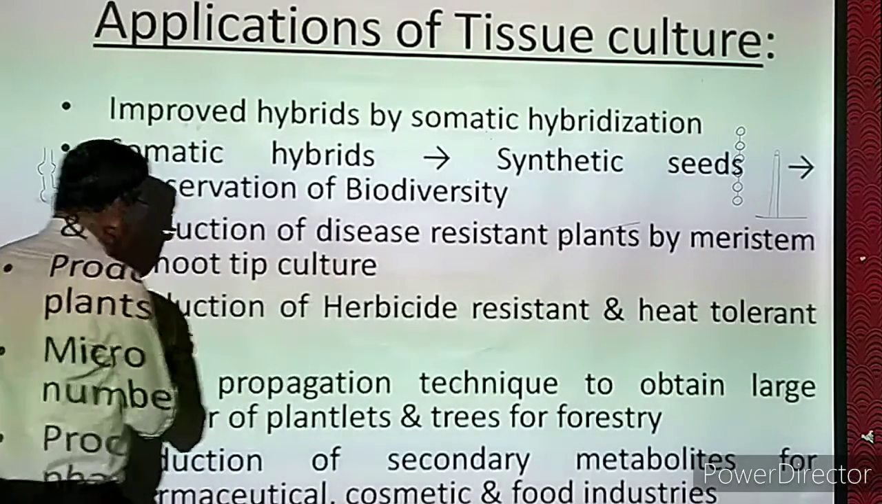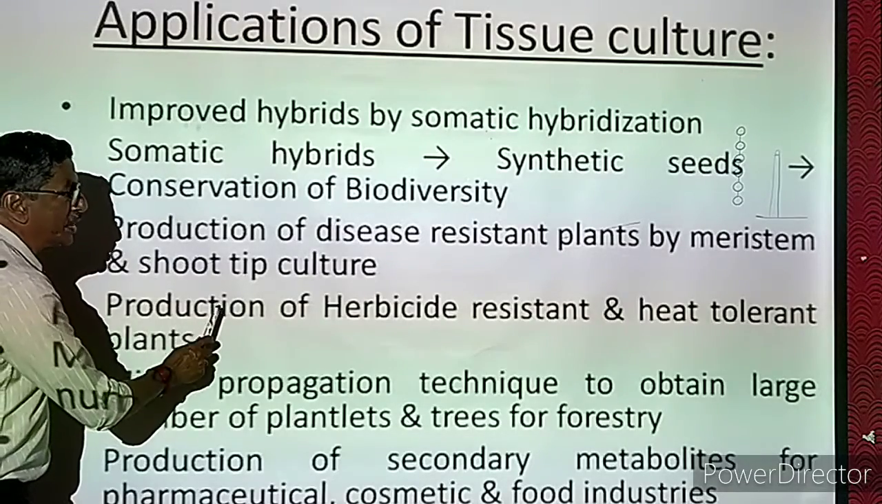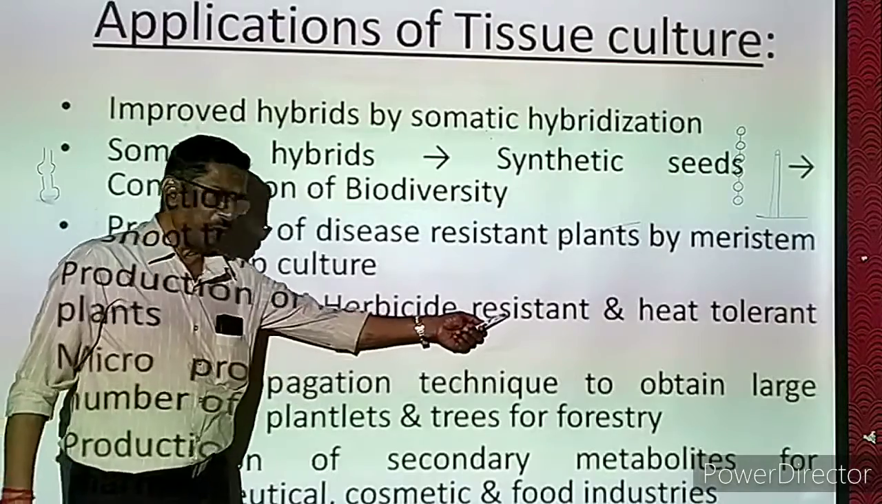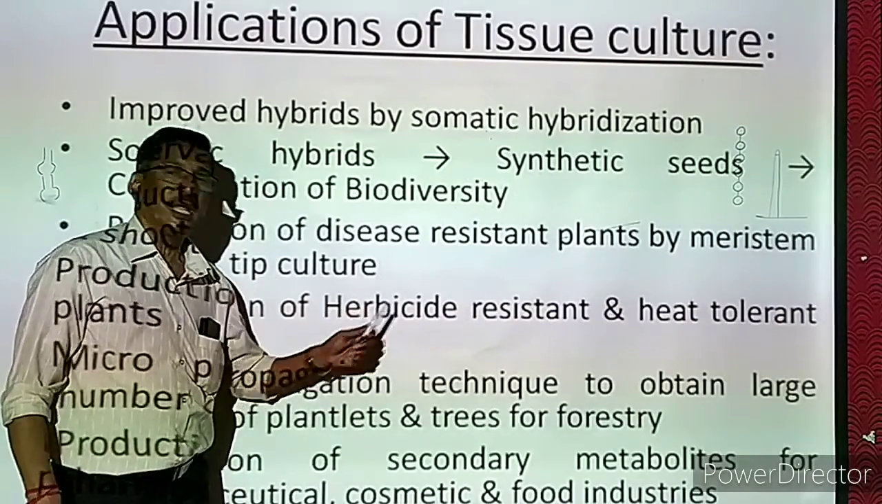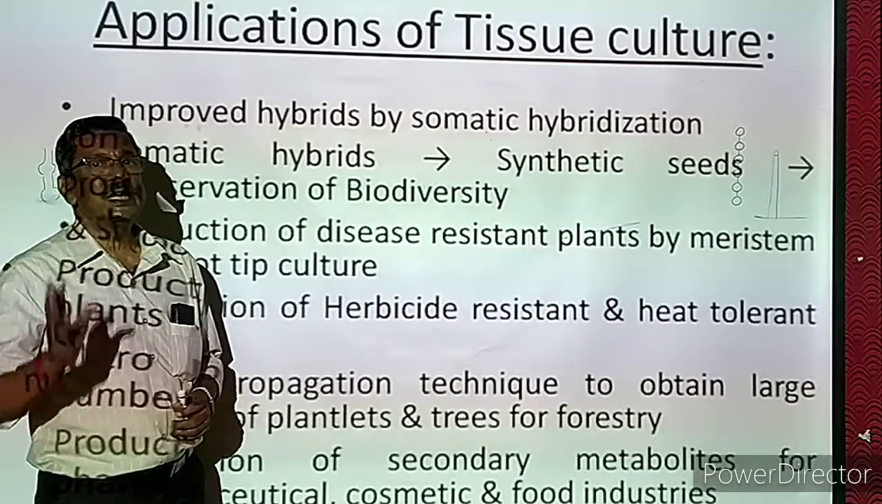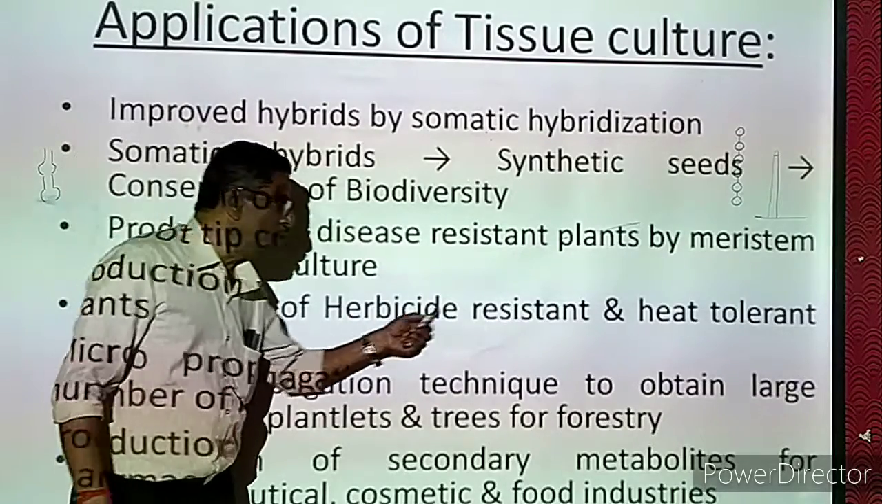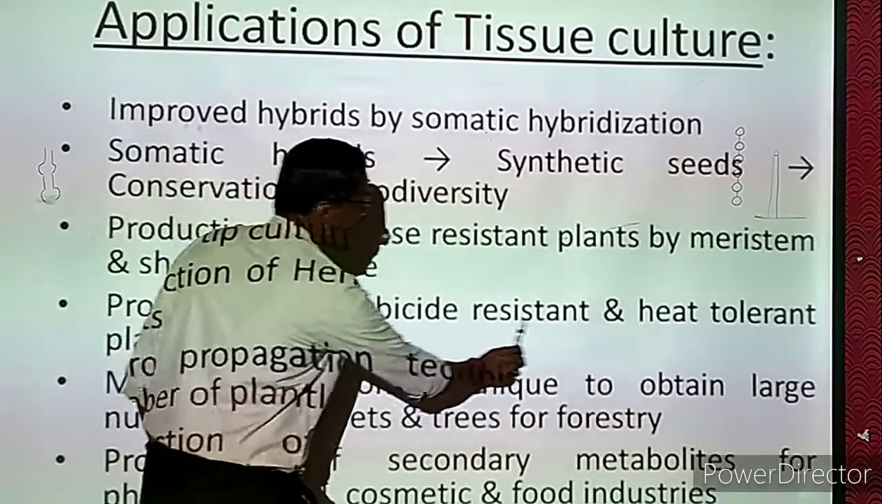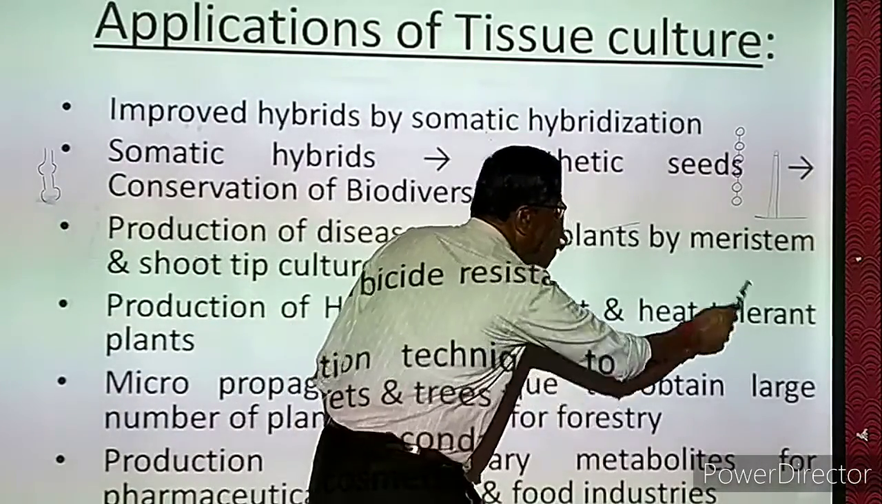But by applying tissue culture, we can produce herbicide resistant plants. That means the paddy plant will be resistant to herbicide. Herbicide will kill the weed, but no side effect. The side effect will not cause any problem to the crop. Such plants we can call herbicide resistant.